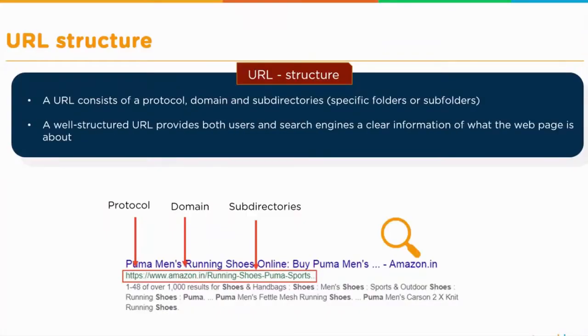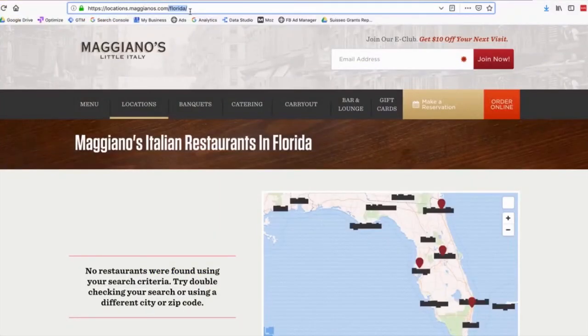So a well-structured URL not only provides the users with information about where they're going when they click on your link in the search engine results, but more importantly, it also provides the search engines some information about what the web page is all about. So going back to our simple example with Maggiano's, the search engines know that if somebody clicks on this link, they're going to a page about Florida. Pretty simple. The URL structure is pretty simple to understand.